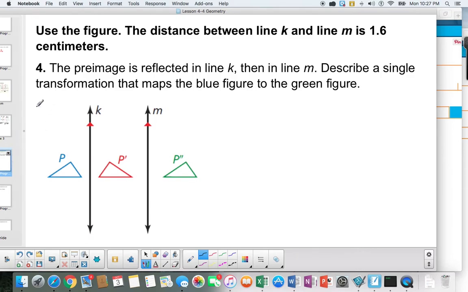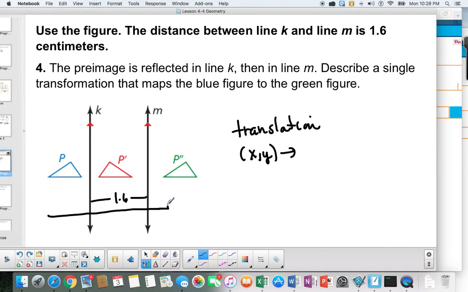All right, let's see if we can describe a single transformation that takes the blue figure to the green figure, and that's going to be a translation. So two reflections over parallel lines makes a translation. In this particular case, because this distance here is 1.6, we know from the very beginning to the very end here, that's going to travel twice as much. So that's plus 3.2 to x. Oops, I need to have a comma there. X plus 3.2, comma y.